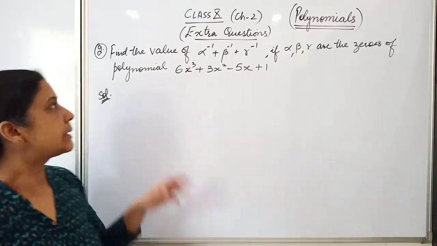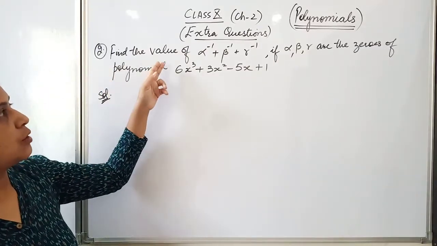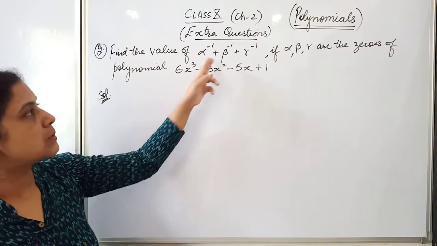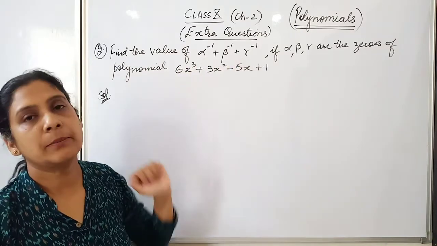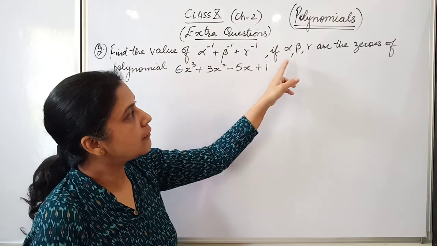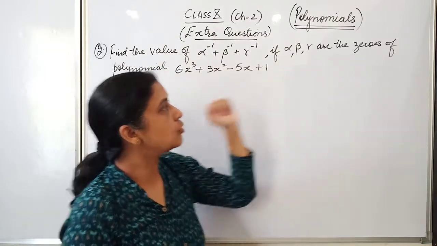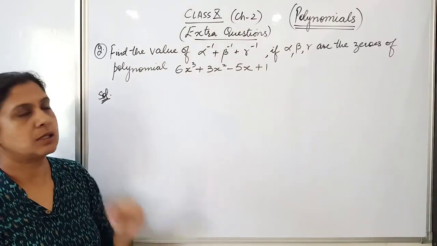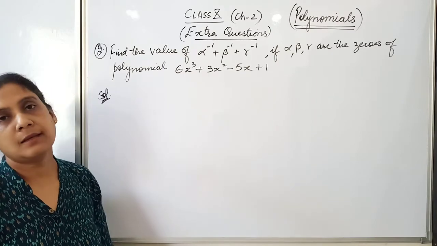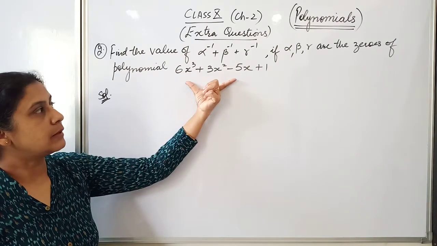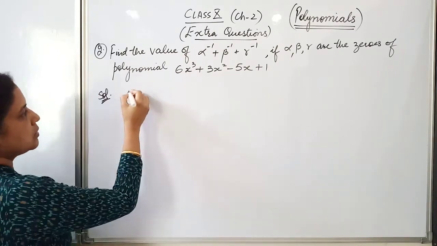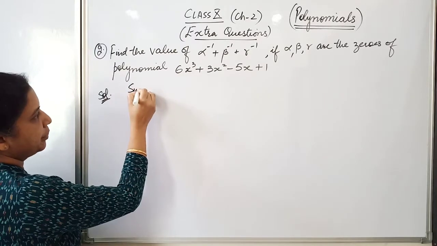Let's start with the second question. Find the value of alpha raised to power minus 1 plus beta raised to power minus 1 plus gamma raised to power minus 1, where alpha, beta, gamma are the zeros of the polynomial 6x cube plus 3x square minus 5x plus 1. It is given to be a cubic polynomial. So I start the solution from here only.